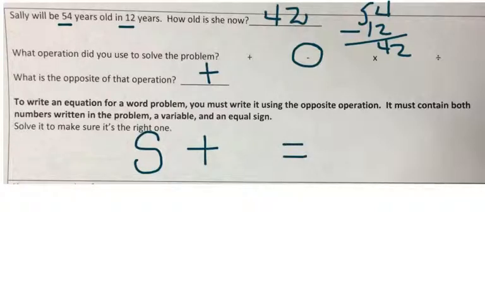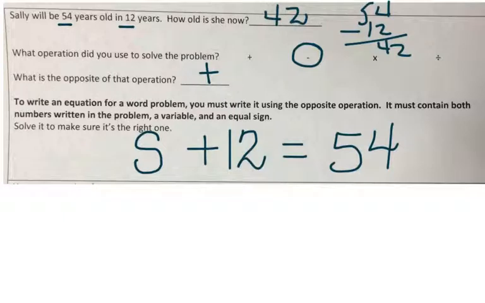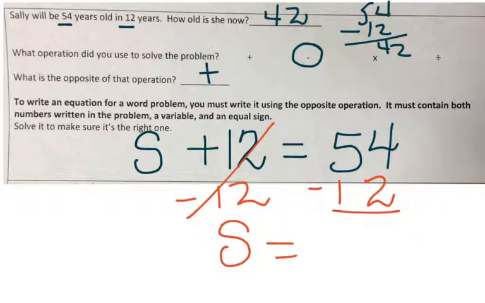Well, 54 is my larger number. I'm going to put it over here to the right, and then I'm going to put my other number here. And then the next clue is to solve it to make sure it's the right one. So the opposite of adding 12 would be subtracting 12. If I subtract on one side, I have to do it on the other. Over here, I'm left with S. And 54 take away 12 again gives me 42. I need to check, is that what I was expecting to get? And it is. So this is the right equation.